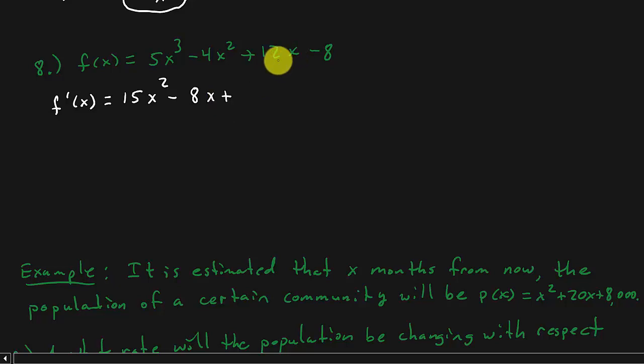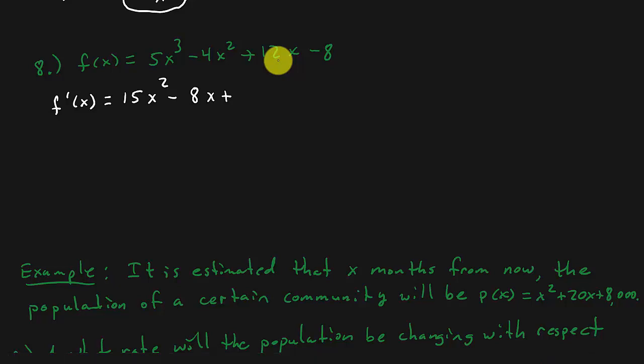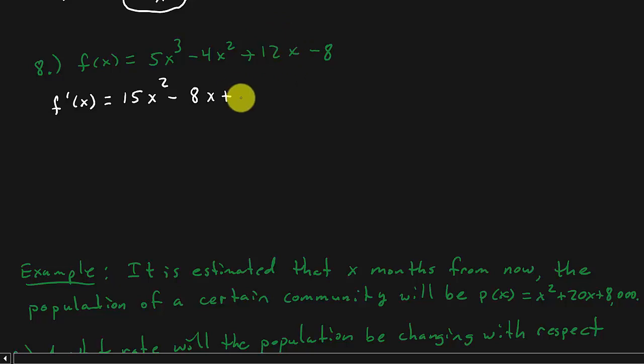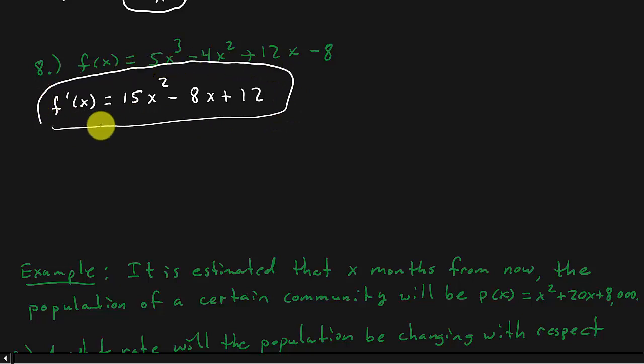Okay, I'm going to go ahead and just write this down, and then I'm going to go off to the side and show you step by step this derivative of 12x. So the derivative of 12x is just 12. And then the derivative of the minus 8, that's 0. And so this would be your derivative here.